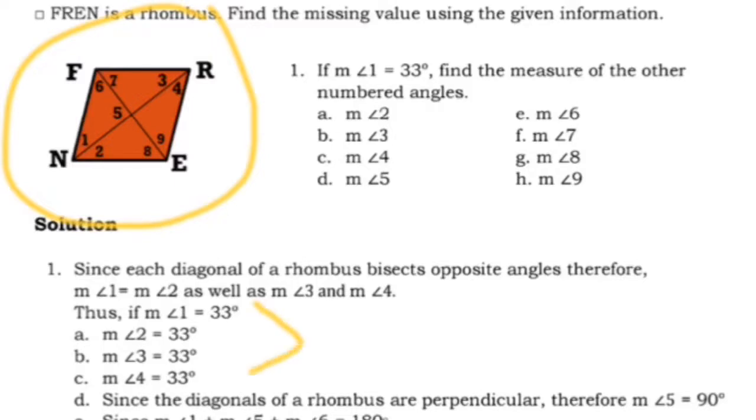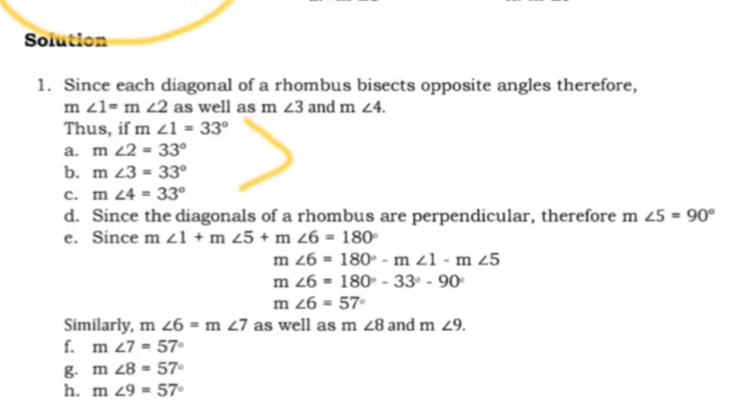So, they have equal measurements. Now, since the diagonals of a rhombus are perpendicular, therefore, measure of angle 5 is 90 degrees. Since measure of angle 1 plus measure of angle 5 plus measure of angle 6 is equal to 180 degrees, so we can say that measure of angle 6 is equal to 180 minus measure of angle 1 minus measure of angle 5.